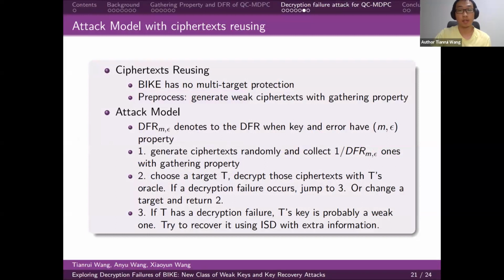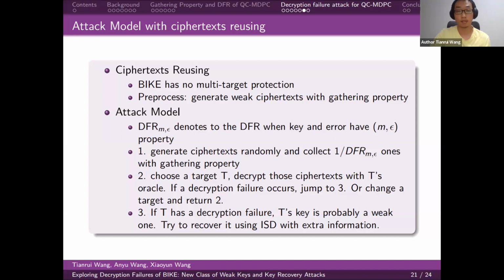Actually, we have a better attack for BAC. As BAC has no multi-target protection, we can generate ciphertexts with gathering property in a pre-process step and use them for any target. We generate ciphertexts randomly and collect the inverse of DFR M epsilon weak ones. In the following step, every decryption is made on these weak ciphertexts.